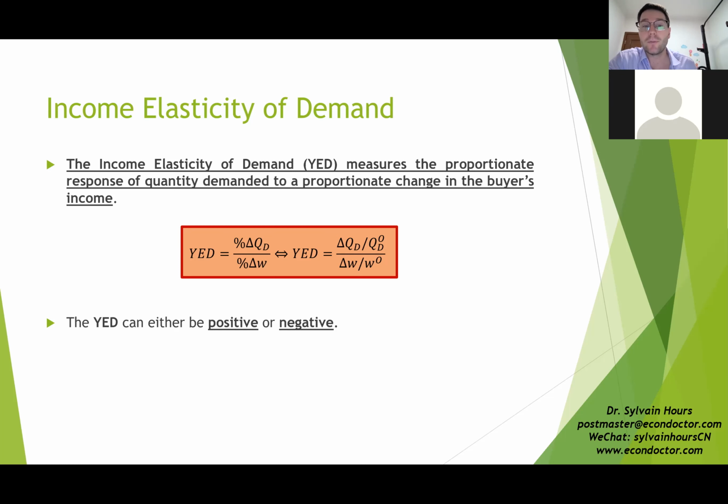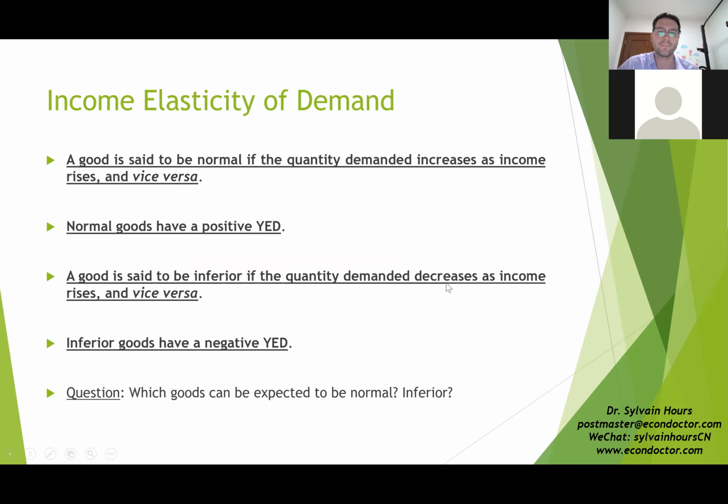But here, the impact of a change in income on the demand depends on the type of good you are dealing with. It depends on whether it's a normal good or an inferior good. I remind the students, they know that already. What is a normal good? Essentially a good such that there is a positive relationship between income and quantity demanded. And because there is a positive relationship, the YED is going to be positive.